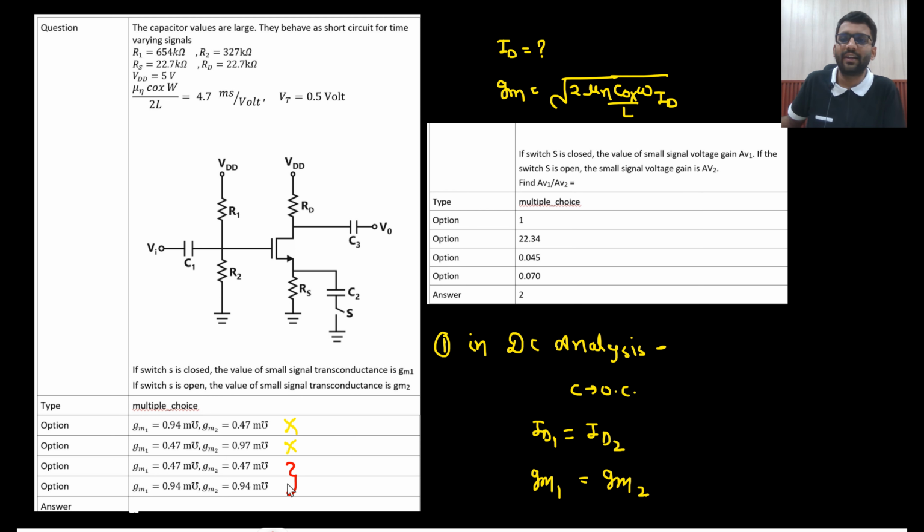So I already have the data. R1, R2 values are given, and VDD is 5 volt, right? So how much voltage will come here? You can simply do the potential divider. It would be 1.67 volt. Okay. Then I can write down the equation. What equation will I get?